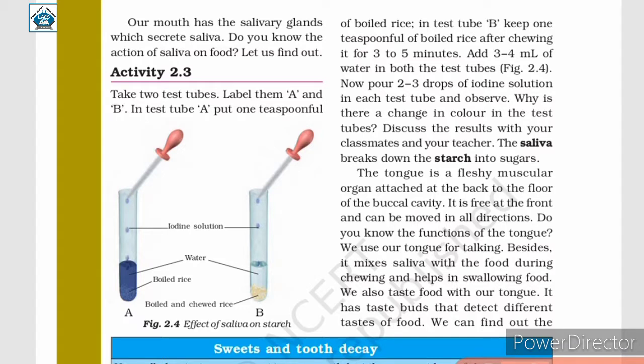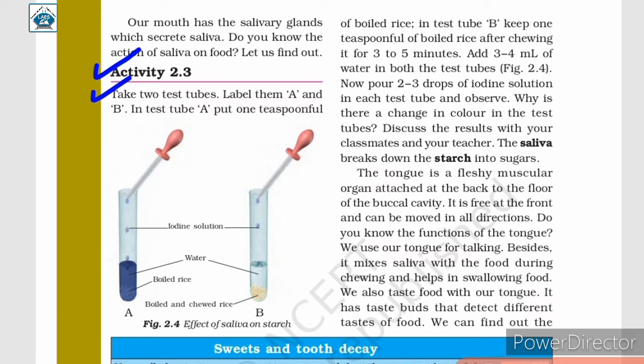Hello, students. Let us continue Chapter 2 Nutrition in Animals. In the previous class, we discussed the buccal cavity, milk teeth, and permanent teeth. We now know that there are four different types of teeth: incisors, canines, premolars, and molars. We also discussed tooth decay. Let us now discuss activity 2.3.